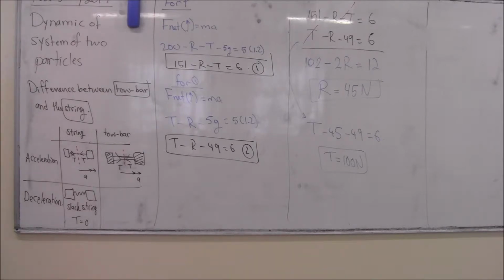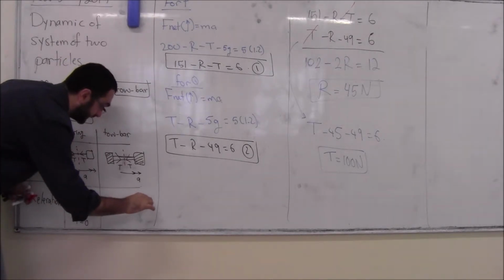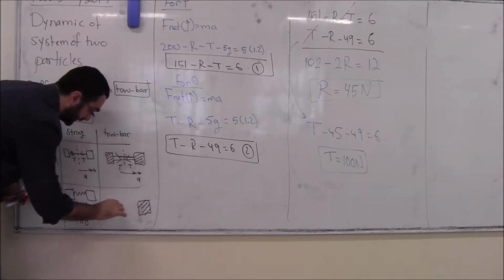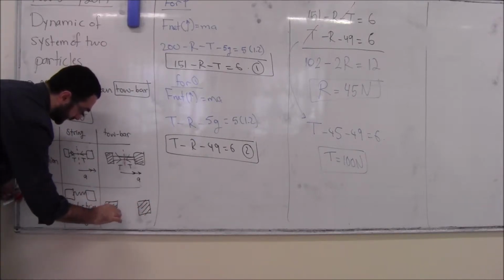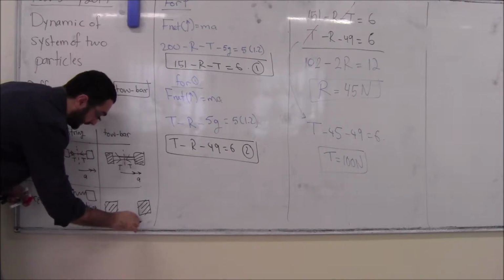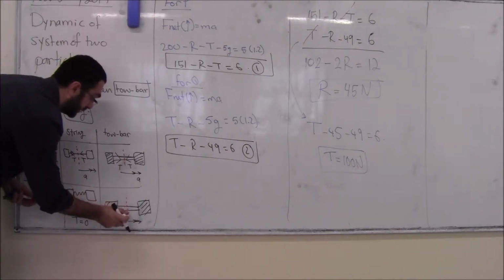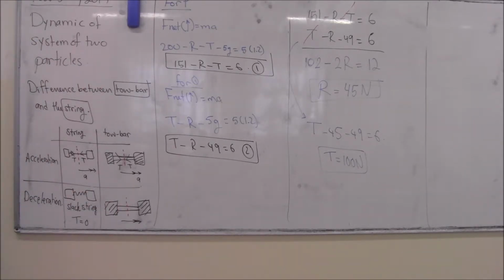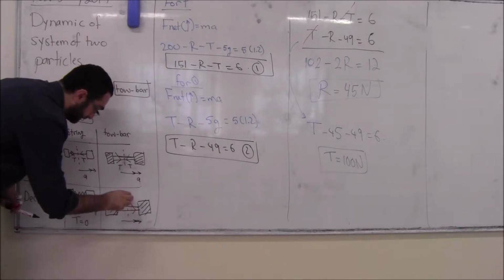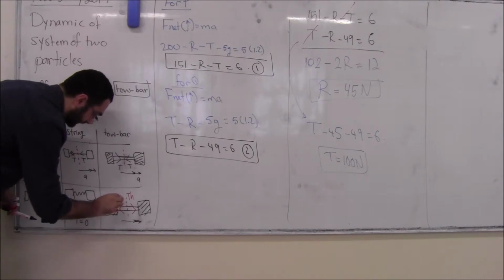Pay attention now for deceleration, please. For deceleration, the string becomes slack, but the tow bar cannot be slack, right? But what will happen here? Look here, please. If there is a deceleration in this way, here instead of tension, we will have thrust. Thrust in this way.